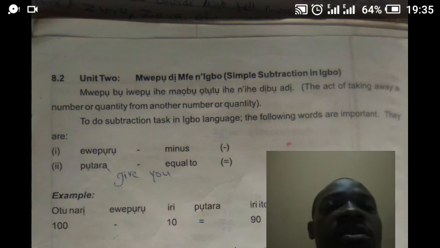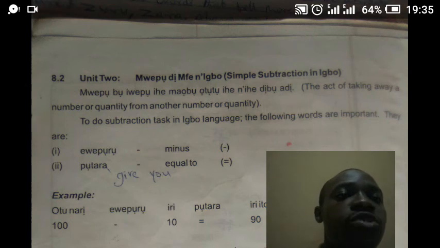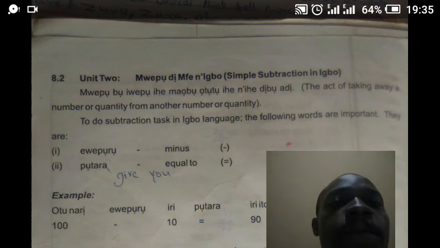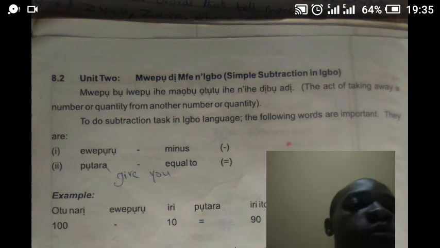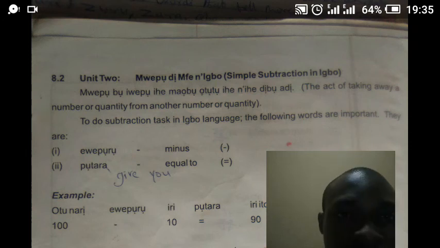Going further on this, we look at mwepu dị mfe n'Igbo. That is simple subtraction in Igbo. Alright. Mwepu bụ iwepụ ihe ma ọ bụ ọtụtụ ihe n'ihe dịbu adị. Now, the act of taking away a number or quantity from another number or quantity.